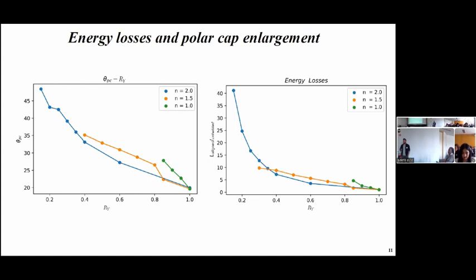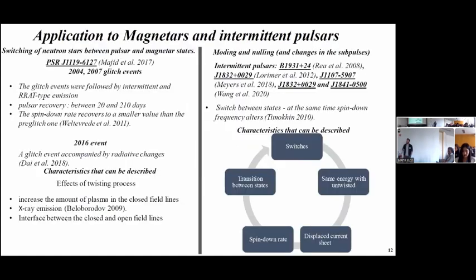Now, if we make a connection between this model and magnetars and intermittent pulsars, then we will see that this model may give some predictions about glitches. For example, in this neutron star, glitch events were followed by intermittent and rotating radio transient type emissions. So a glitch provides sudden twist in the magnetosphere.